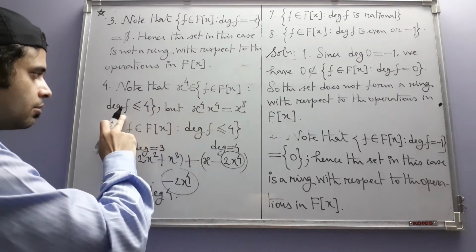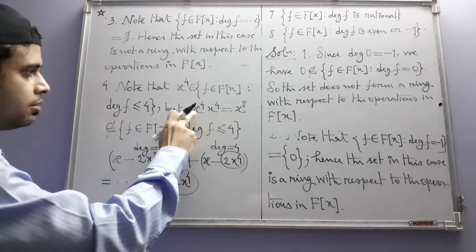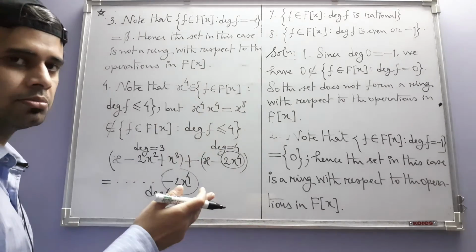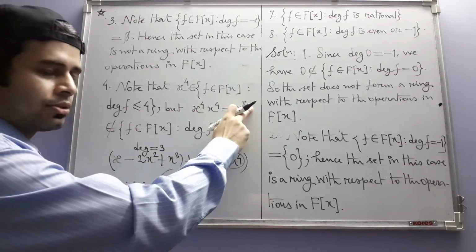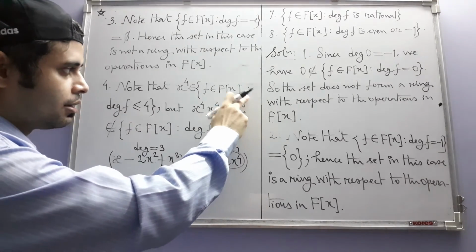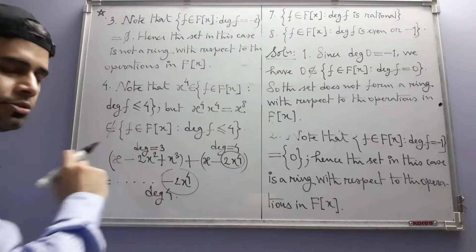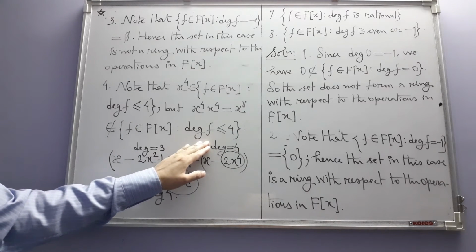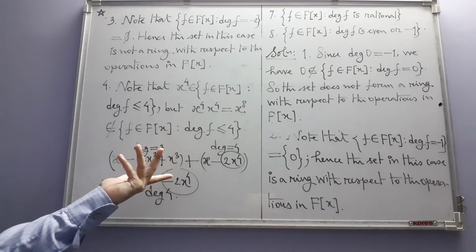So in order to show that things go wrong, we considered a product with as much degree as possible. We considered x to the power 4 times x to the power 4, which gives us x to the power 8. Now this is a polynomial of degree 8, so it cannot belong to this set, and as such the set fails to be closed under multiplication, and this in turn tells us that it cannot be a ring.